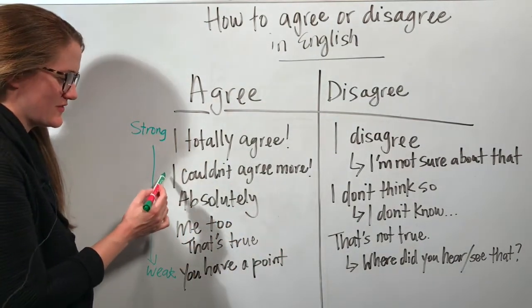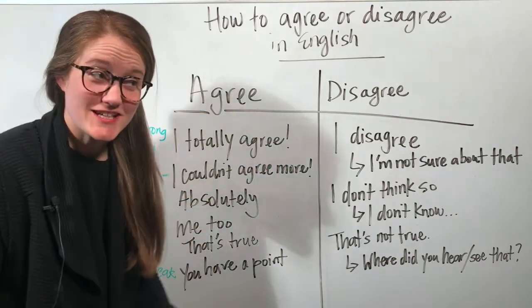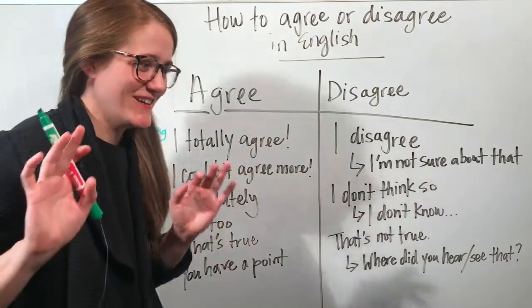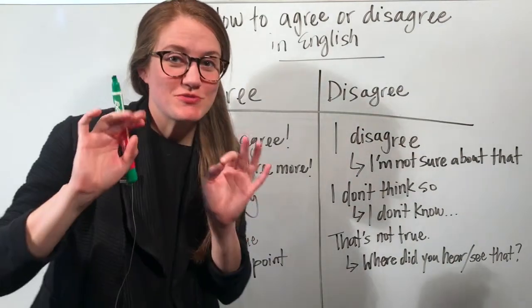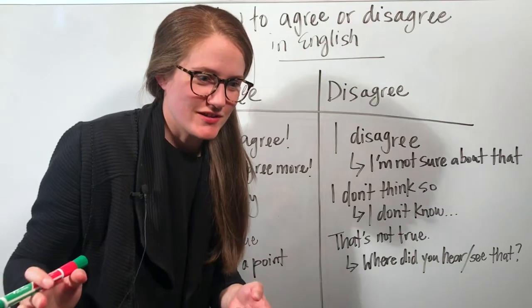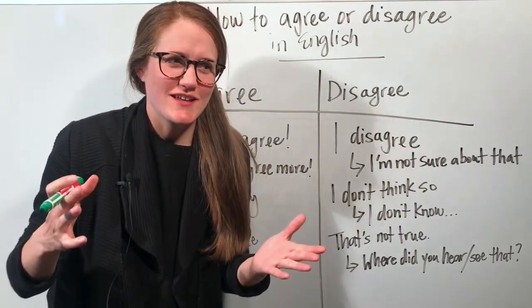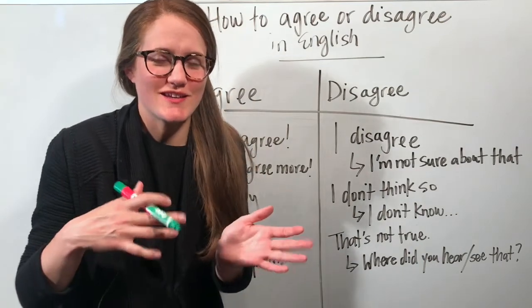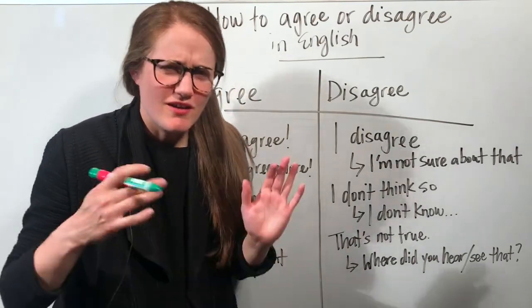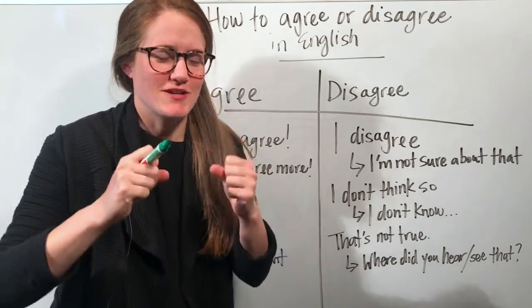Or this one, also very strong. I couldn't agree more. Like it's not possible for me to agree with you more, okay? That's really, really strong. But again, if it's my friend, I might say that. If my friend is mad at her boyfriend, I'm like, I couldn't agree more, right? Because I want to show her my support.